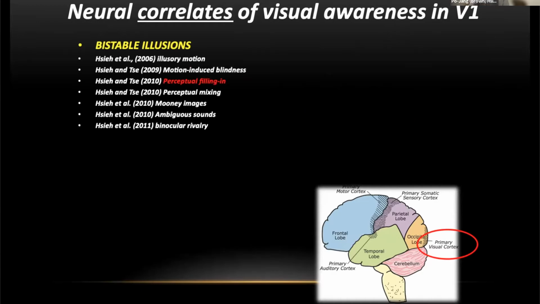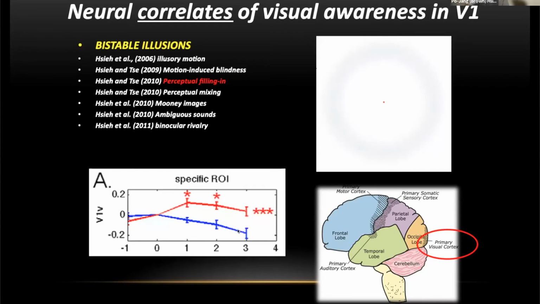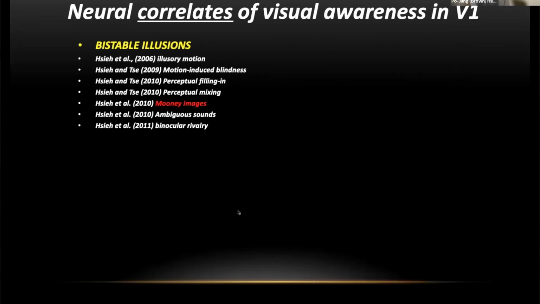And also when we use perceptual fading or perceptual filling-in, once again, we discover that when the gray ring disappears from your consciousness, you'll see V1 activity decrease. When the gray ring reappears into your consciousness, you'll see V1 activity increase. And I'll give you another example.